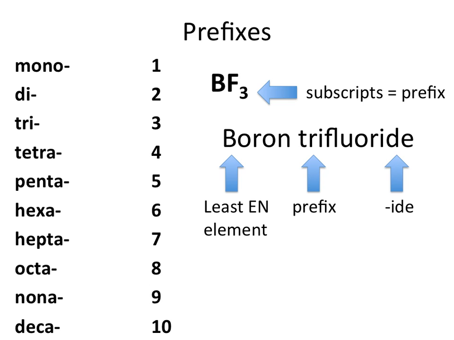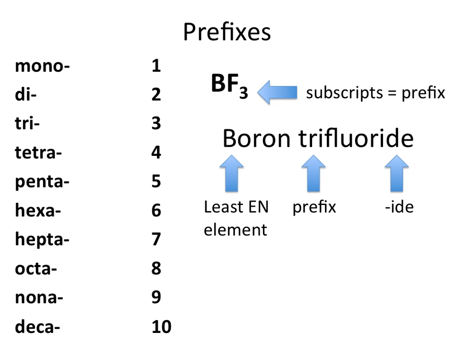Now, I also want you guys to notice that we did not use mono for the boron. We did not say mono boron trifluoride. We never use mono to indicate anything about the first element. If there's only one of them, it's assumed that by just writing the name, boron or oxygen or whatever else is that first element, we've indicated it by just indicating the element name. If there were 2 of them, it would be diboron trifluoride. If there were 3 of them, etc.